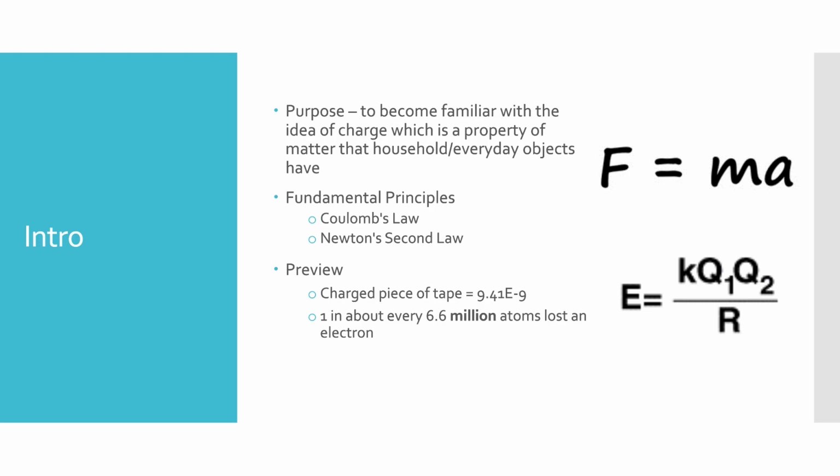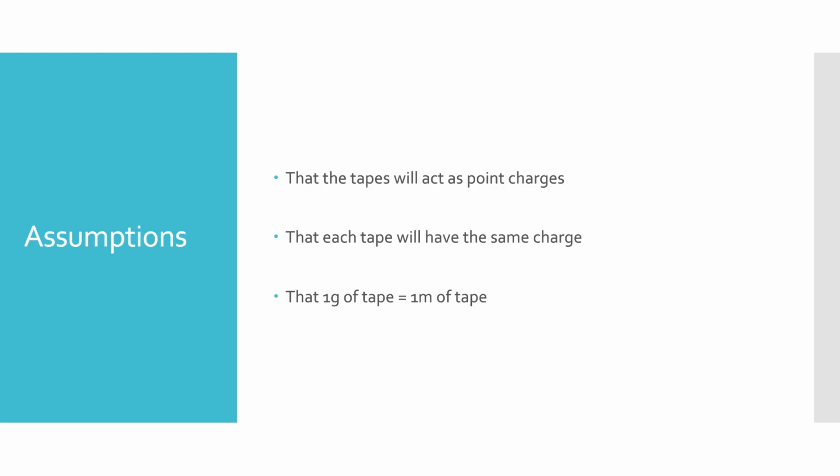A little preview of the main result. We got the charge on the piece of tape is equal to 9.41 e to the negative 9. And for the ratio of atoms that ended up giving up an electron, it is approximately 1 in about every 6.6 million atoms lost an electron.